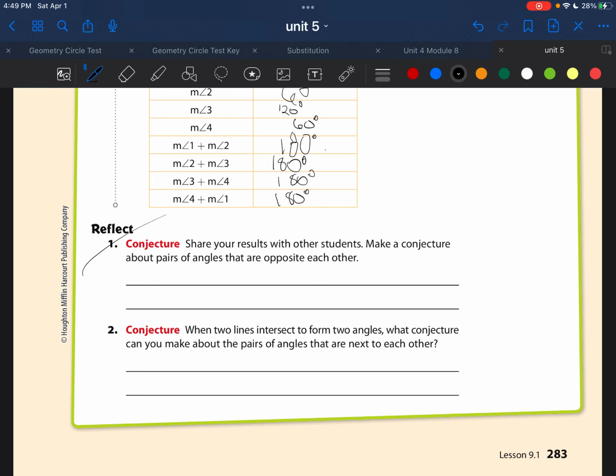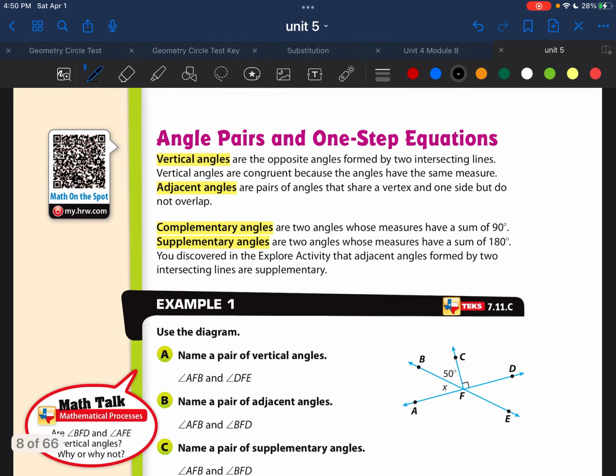Share results with those students. Don't worry about this part. When two lines intersect to form two angles, what conjecture can you make about the pairs of angles that are next to each other? All that's asking is, if I have angles like this, and I have 1 and 2, what's the measure of this whole line? It's a sum of 180. That's all you're figuring out. This line here just means 180. That's all it was asking.